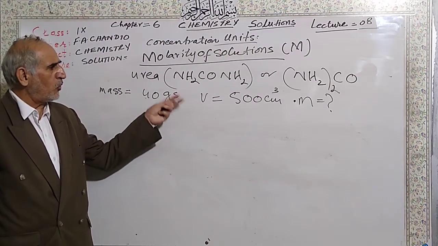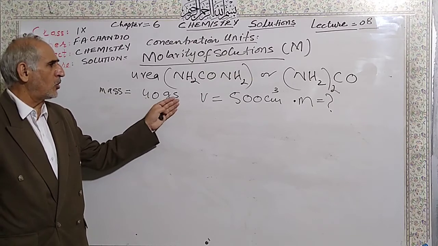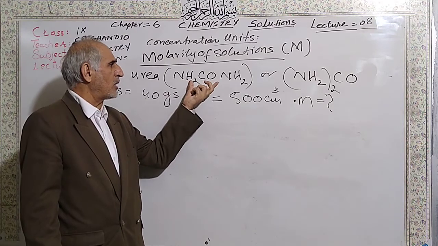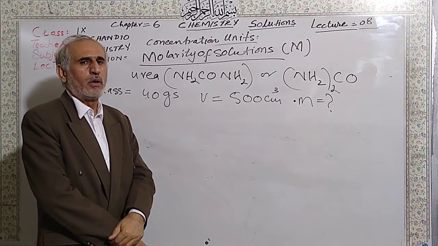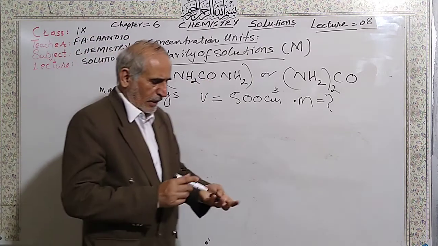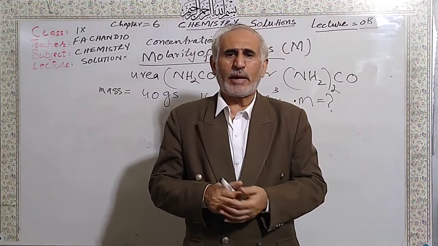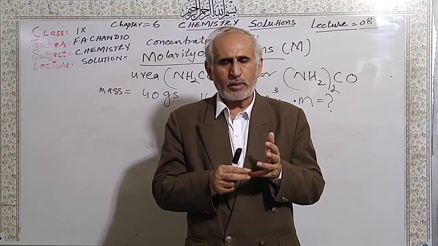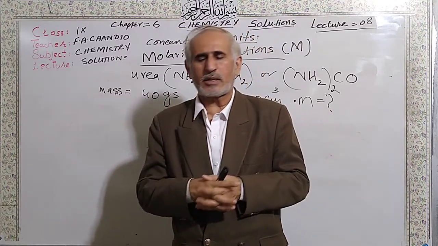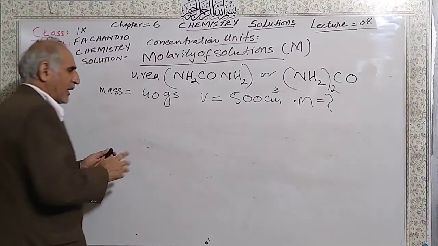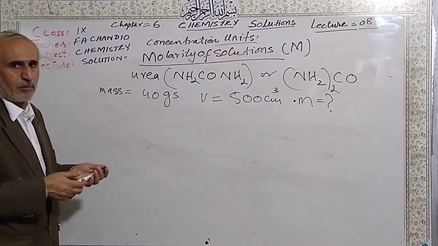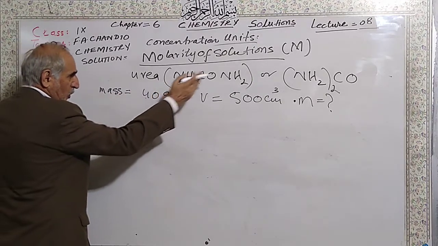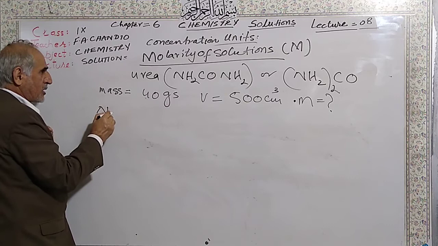Before writing the formula to calculate molarity, dear students, you have to calculate the molar mass of urea first. Again, I'm going back to chapter number 1, where you learned how we calculate the molecular mass, formula mass, or we can say molar mass of compounds. This is a technique for how you calculate. Many students make mistakes, so I am going to calculate. See how I do it. Write in this form or that form, it's your choice.